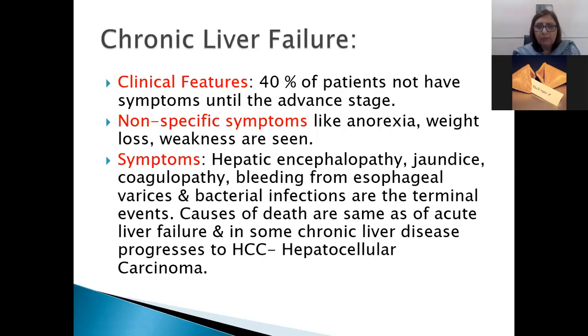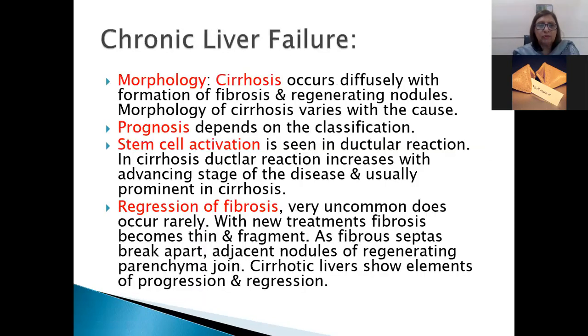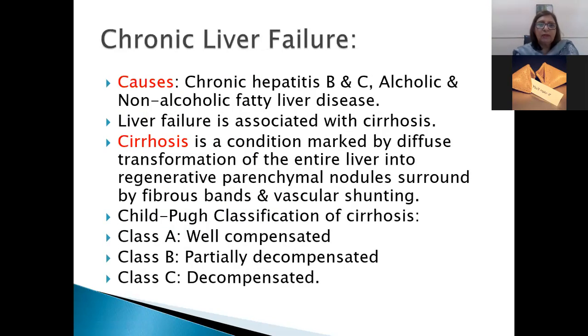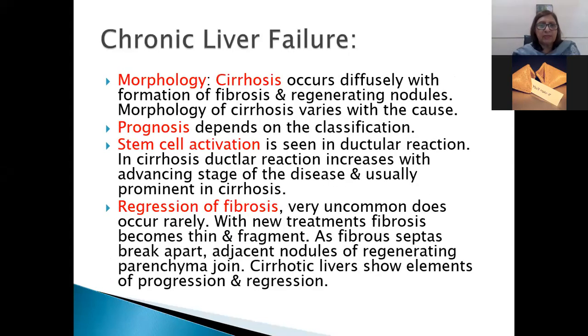Okay. So I hope chronic liver failure is clear to you. As I've told you, I'm again going to repeat it. Chronic liver failure is because of hepatitis B and hepatitis C viral infection when it becomes chronic, alcoholic liver disease, and non-alcoholic fatty liver disease. And it is associated with cirrhosis. Child-Pugh classification of cirrhosis has three stages: class A, class B, and class C. Class A is well compensated, B is partially compensated, and class C is totally decompensated.